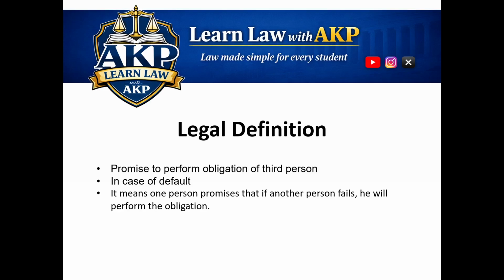Now, let's look at the legal definition given under section 126. It says that a contract of guarantee is a contract to perform the promise or discharge the liability of a third person in case of his default. Now, don't get confused by the legal language. Let's break it step by step. First part, perform the promise or discharge the liability. This means taking responsibility to complete someone else's obligation.